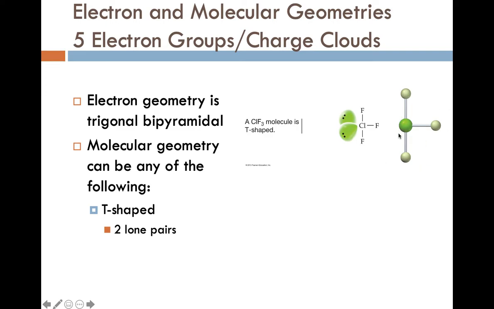Again, if you rotate this 90 degrees, kind of spin it around to the right, you're basically going to get something that looks like a T. And so we actually refer to this then as T-shaped for the molecular geometry that we're looking at here.